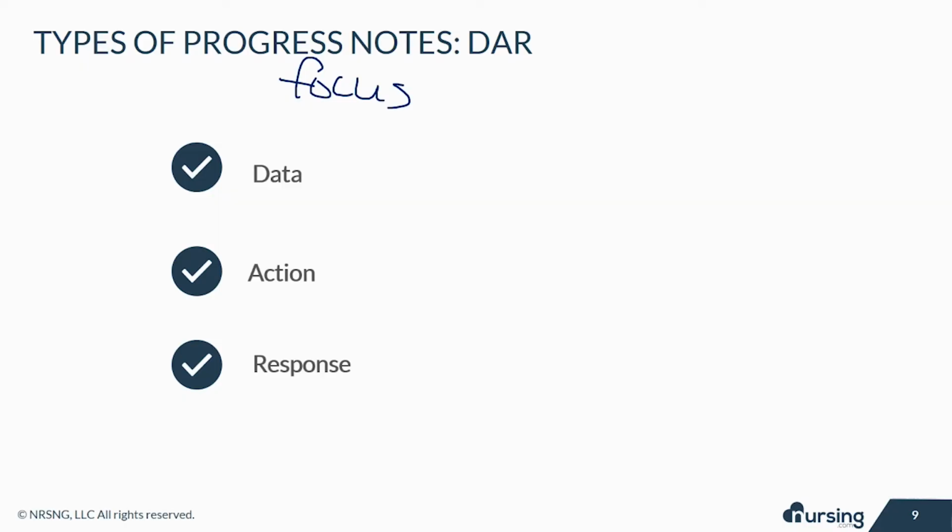Action and response are exactly that. What did we do to address the problem we've identified, and did it work, okay? So let's revisit our post-op patient again, all right? So the DAR note may look a little something like this. The data is patient is 2 days post-op, right? We have that information. This is the information I gave you in the actual example.